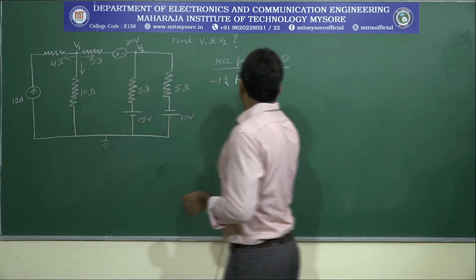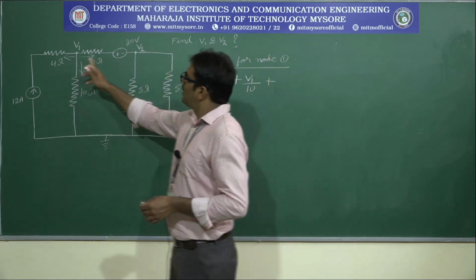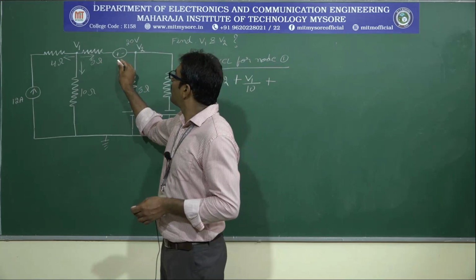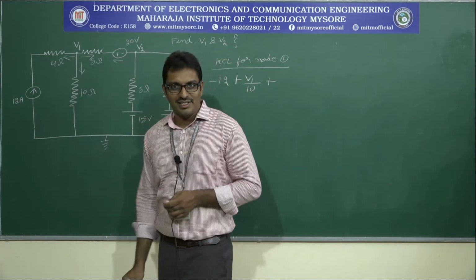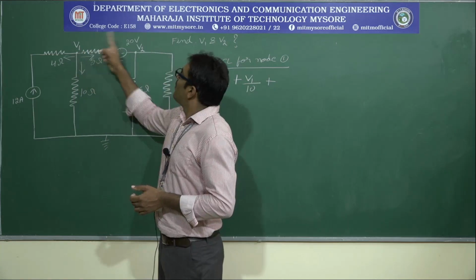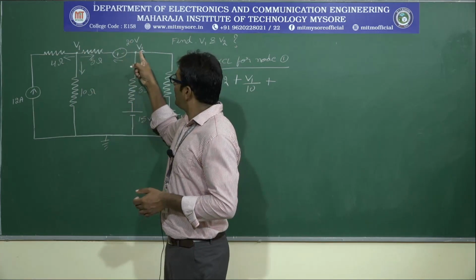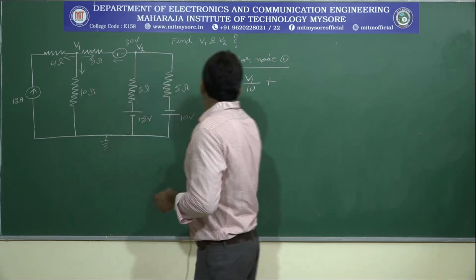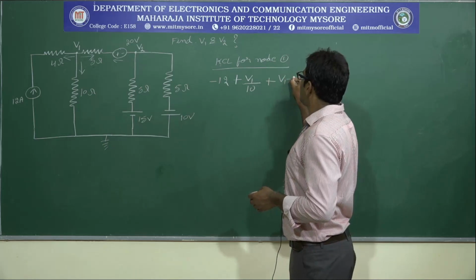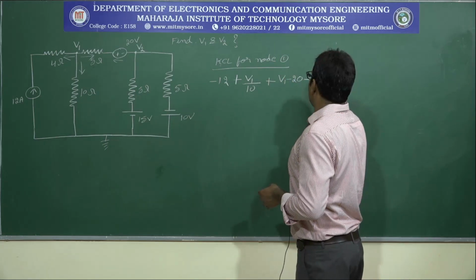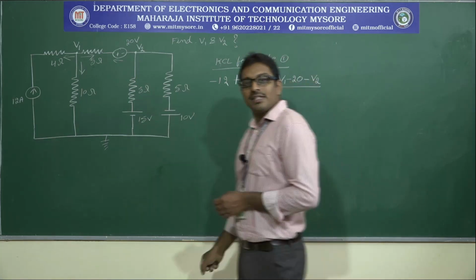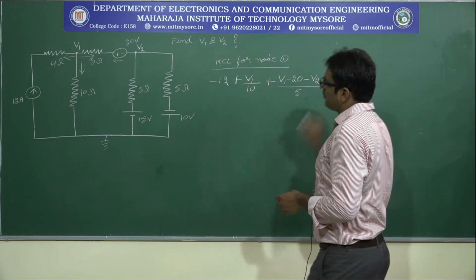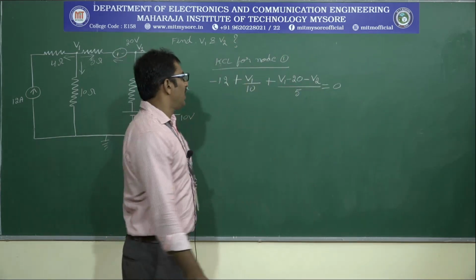Similarly, what is the current in the next branch? In this branch, yes, a 20 volt voltage source is there. According to this polarity, it drives the current in the reverse direction. That's why V1 minus 20, after that it is connected to V2. We need to consider all these voltage values. That's why V1 minus 20, again minus V2, divided by, what is the resistance in this branch? 5 ohm resistor. That is equal to 0. Now just simplify this equation.